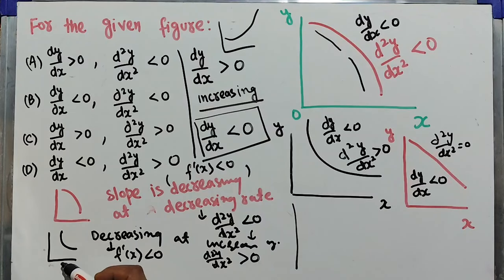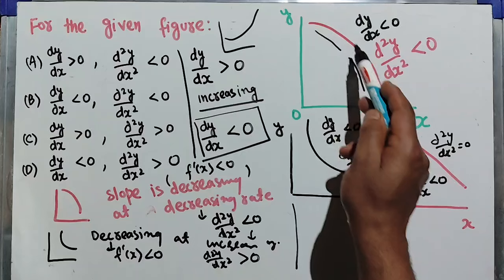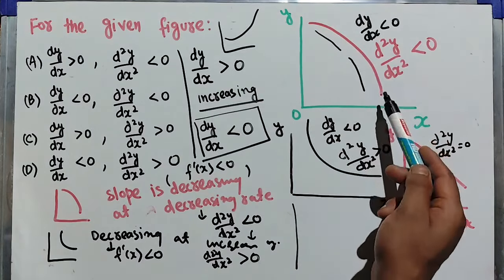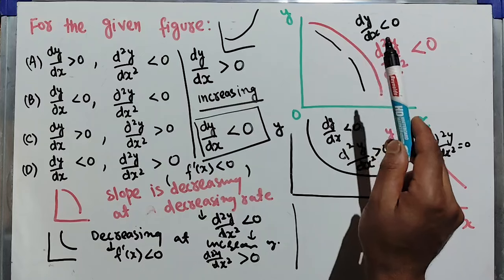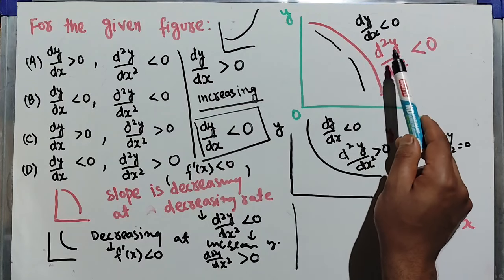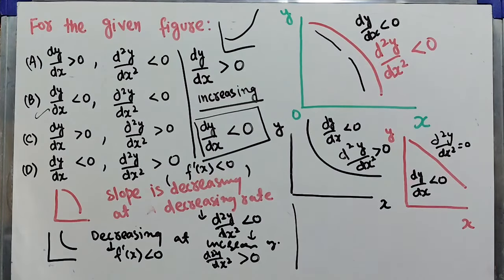So for this question, the correct option should be that the slope is negative, we can see it here, but the slope is decreasing at a decreasing rate because the second derivative is less than 0. Okay, so the correct option should be B option.